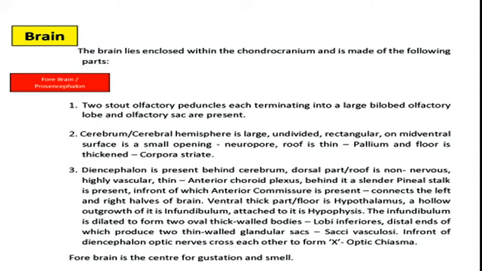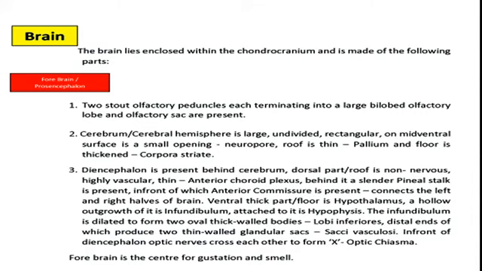The third part of forebrain is diencephalon. It is present behind cerebrum. Dorsal part or the roof of diencephalon is non-nervous, highly vascular, and thin. This region of the brain is termed as anterior choroid plexus. Behind this is a slender pineal stalk, in front of which anterior commissure is present, and the anterior commissure connects the left and right halves of brain. Ventral part or the floor of the diencephalon is known as hypothalamus.